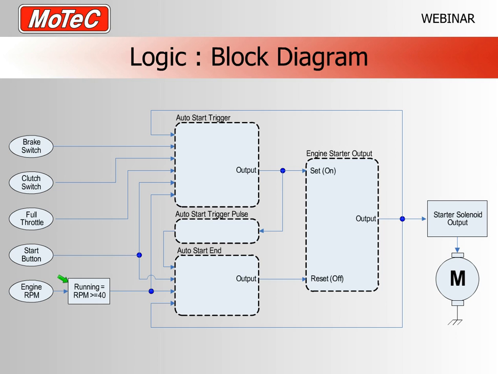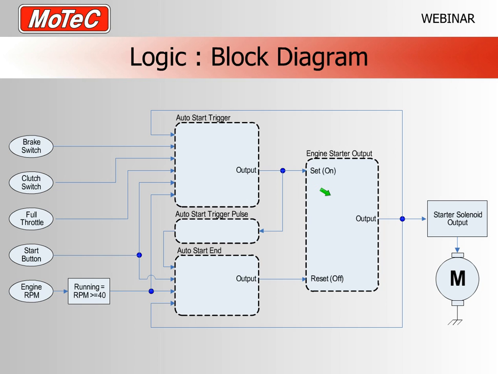So just to repeat what these blocks do, firstly we have our Autostart Trigger block. Now this is the one which takes inputs from the brake, the clutch, the throttle, the start button, and engine RPM. In other words, it uses all of our inputs and via various forms of logic combines them to produce an output. This output here is a start command, and that goes into the set input of our output driver.